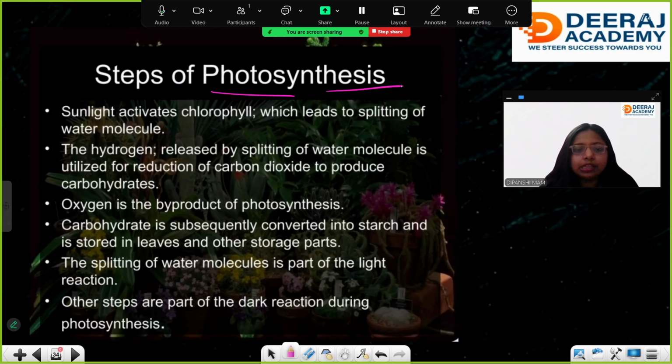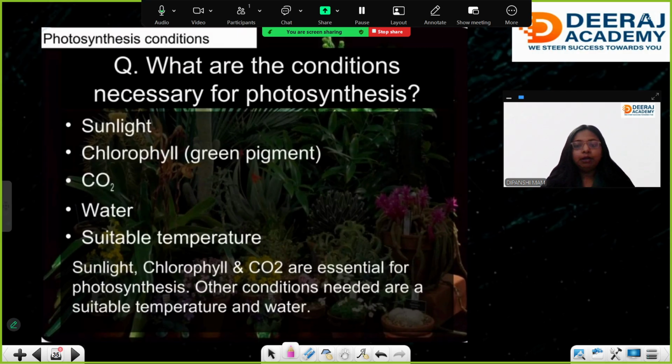Steps of photosynthesis: sunlight activates the chlorophyll, which leads to the splitting of the water molecule. The hydrogen released by splitting the water molecule reduces carbon dioxide and produces a carbohydrate. Oxygen is a byproduct, not the main product. Carbohydrate is subsequently converted into starch that is stored in the leaves and other storage parts of the plant. The splitting of water is part of the light reaction and the other steps are part of the dark reaction. The formation of glucose is part of the dark reaction.